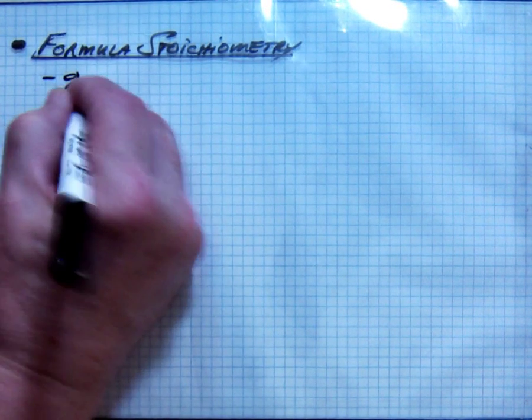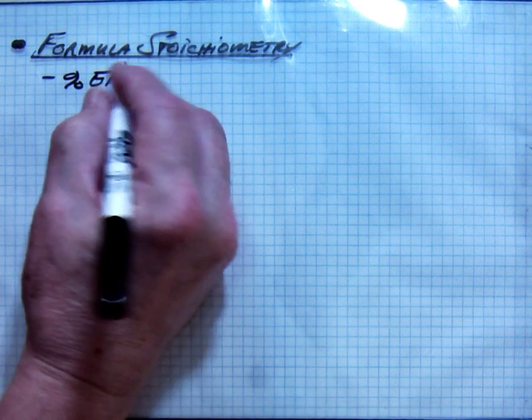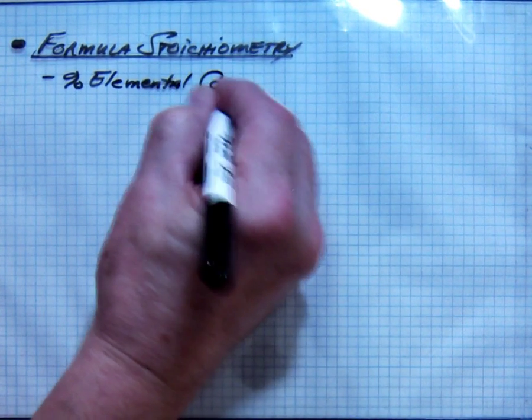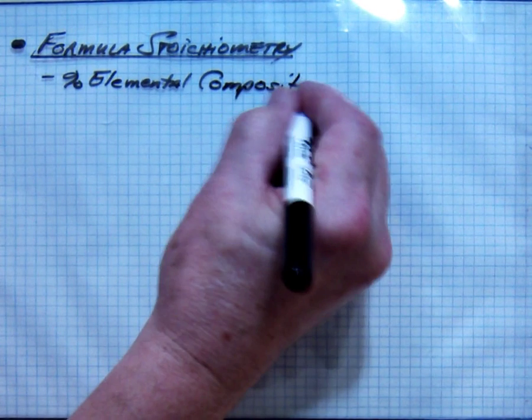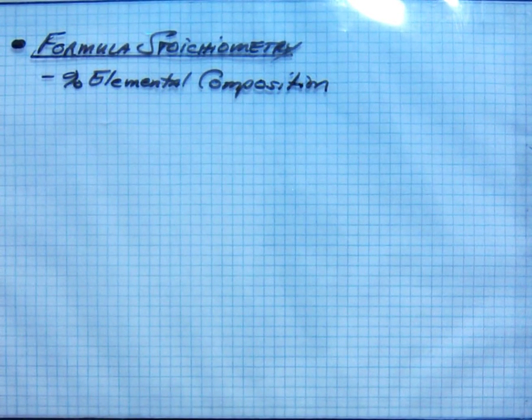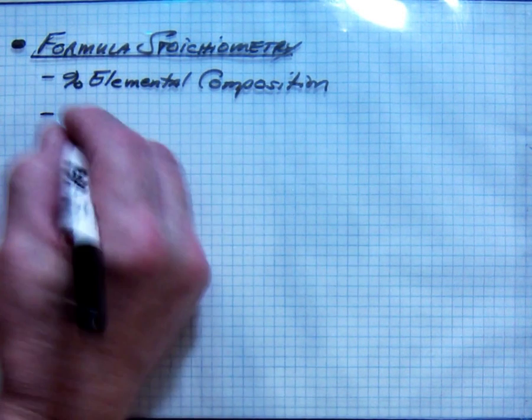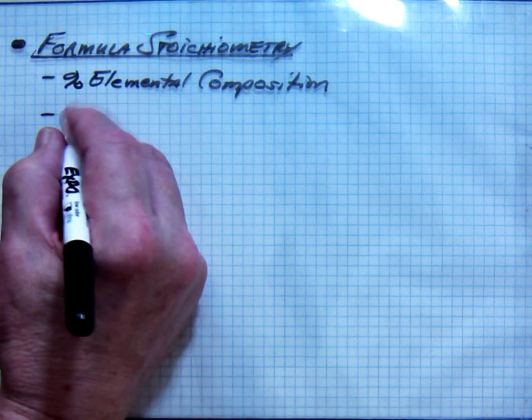Formula stoichiometry, as you see in your outline, consists of 2 topics that you need to master here. One of them is percent elemental composition. Given a formula, what is the percent of each element? Let me finish this and I'll be right with you, okay? Percent of each element in the composition, and then we need to learn how determining empirical and molecular formulas.